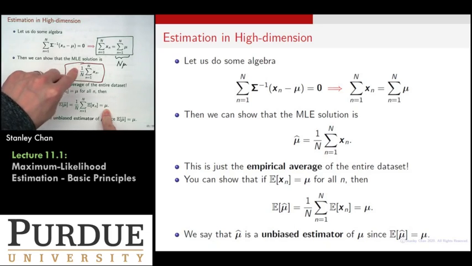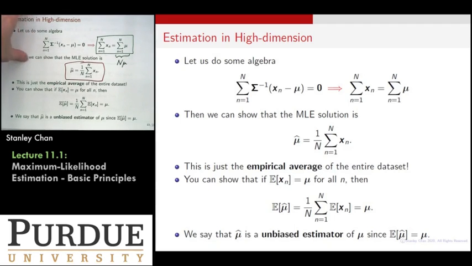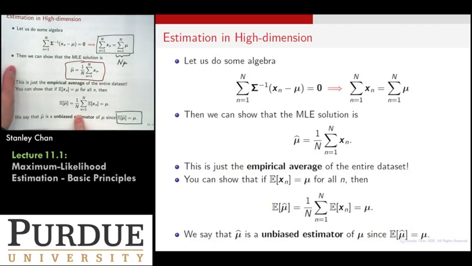Okay? So if you have a bad mu hat based on the finite number of samples, then that is something that you need to quantify. You need to quantify the performance span of your estimate. Okay, so we say that mu hat is an unbiased estimator of mu because we have just shown that if you take the expectation of mu hat, you will get mu. So if this happens, we say that mu hat is an unbiased estimator.